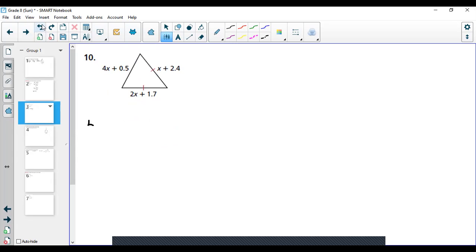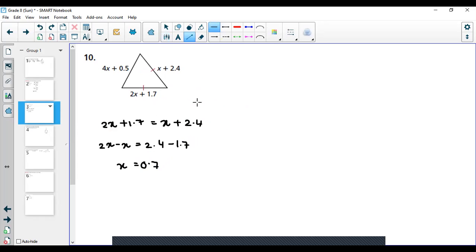So all you need to do is write the equation properly. 2x plus 1.7 equals x plus 2.4. So that will make that 2x minus x equals 2.4 minus 1.7. So that makes it x equals 0.7. So you have found the value of x. All you need to do is find the side values.